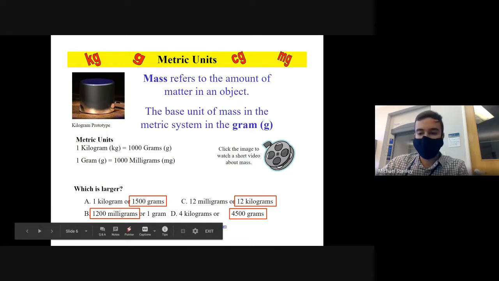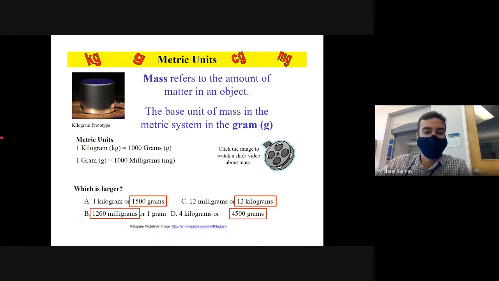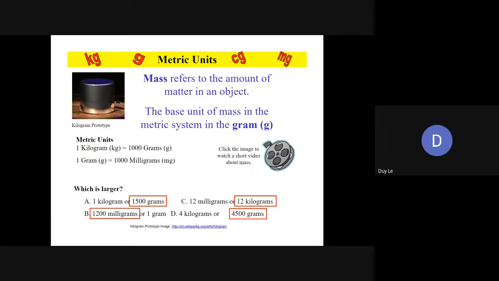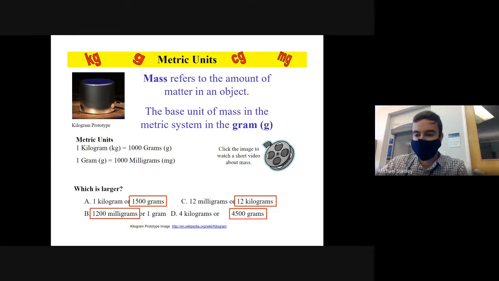All right. Any gram, kilogram, milligram questions so far? No. All right, so pretty straightforward stuff so far, at least I hope that you think so.